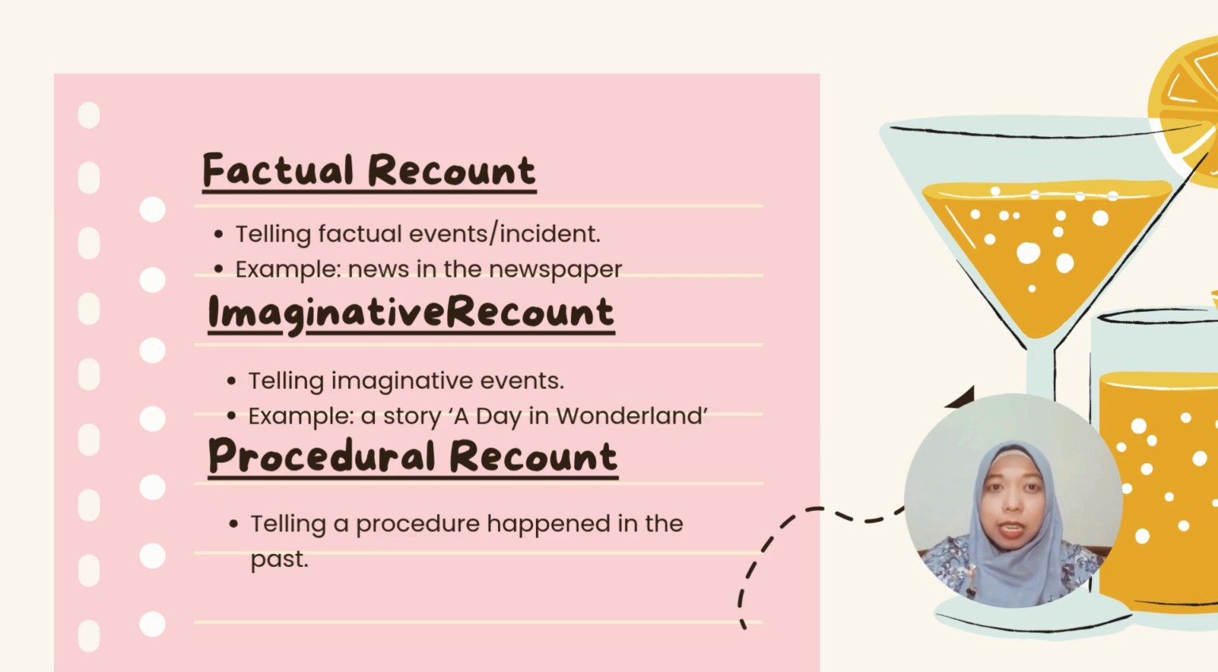And the next, it is imaginative recount. Imaginative recount telling imaginative event. So the story, it's not true. For example, like a story under the title A Day in Wonderland, or maybe Alice in Wonderland. And the last is procedural recount. So this type is telling a procedure that actually happened in the past.